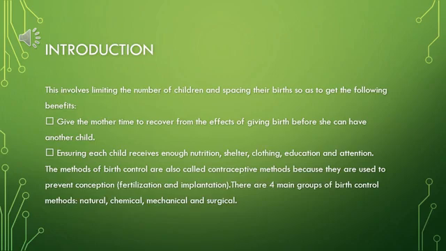So there are different methods that could be made use of for birth control. Among these, we have natural methods, chemical methods, mechanical methods, as well as surgical methods. Remember that these birth control methods are also referred to as contraceptive methods.